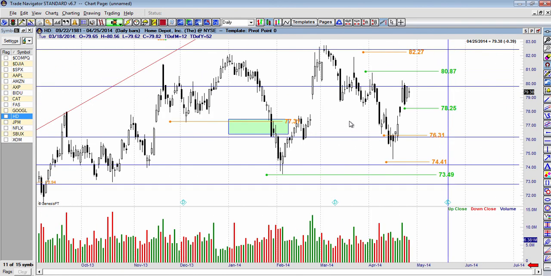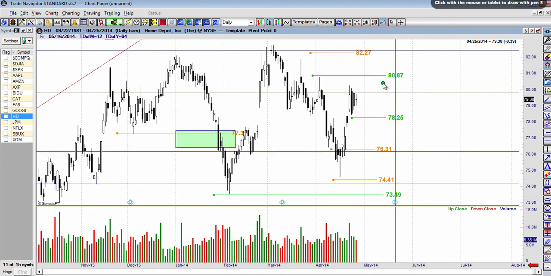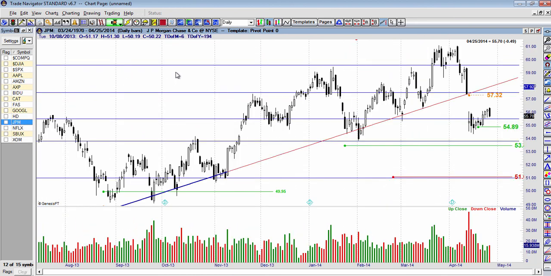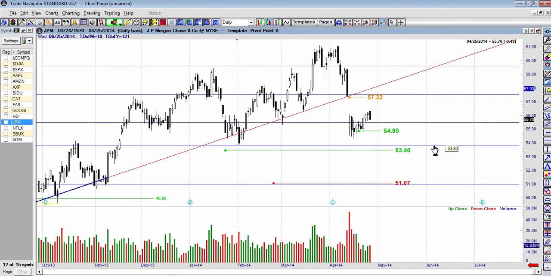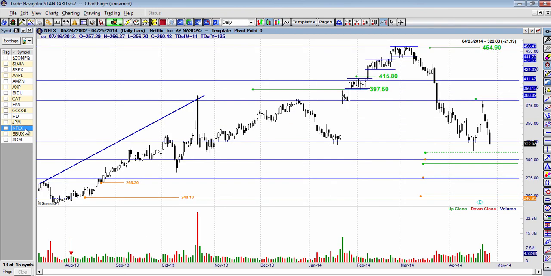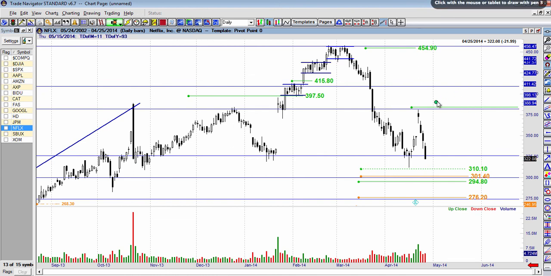Looking at some additional shares, HD, you can see the bidirectional trade setup on HD. Targets are in orange. I'm not going to explain the analysis. That is the bonus of being a student here at Pivot Point Trading. JPM, again, continuation entries and triggers as we move down to $51.07 a share. 54.89 and 53.46. 53.46 is a much more high probability trade setup compared to that of the higher priced trade entry. Netflix, again, earnings did come out.